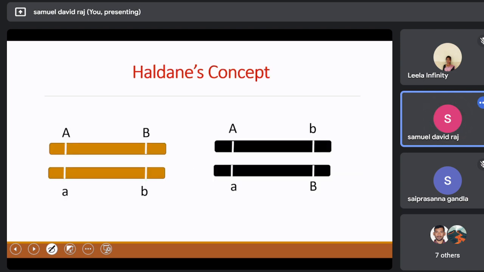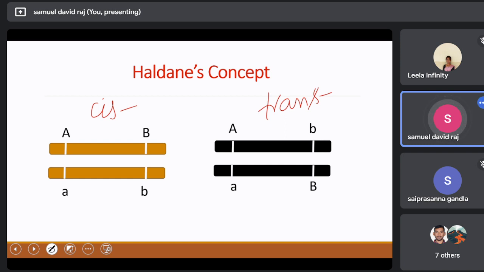Okay. Next, another scientist proposed a cis-trans arrangement of the genes. This is called Haldane's concept. Haldane told us about the cis arrangement of genes and trans arrangement of genes. As I have said before, while Bateson was experimenting on sweet pea, they observed 2 phenomena, coupling phase and repulsion phase.